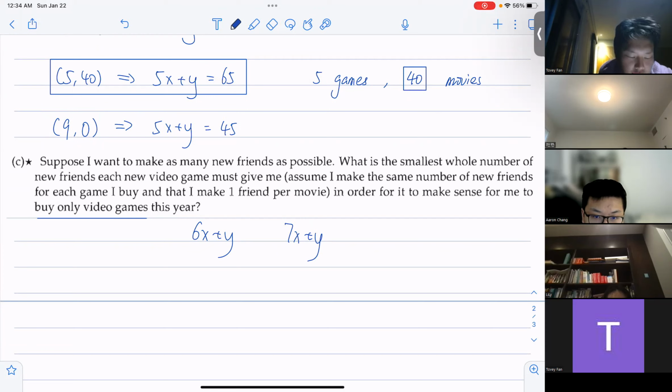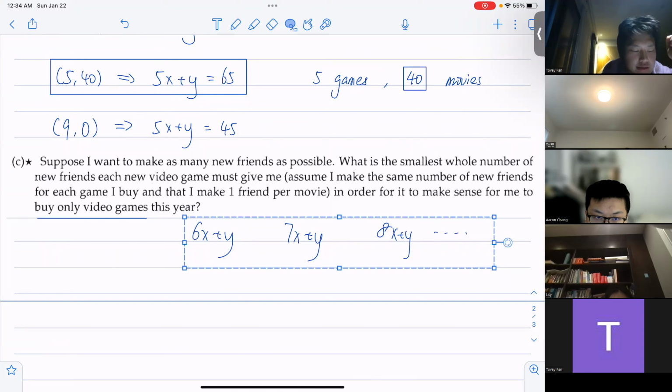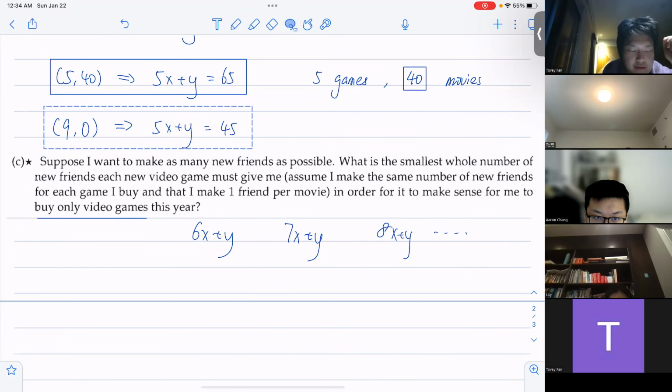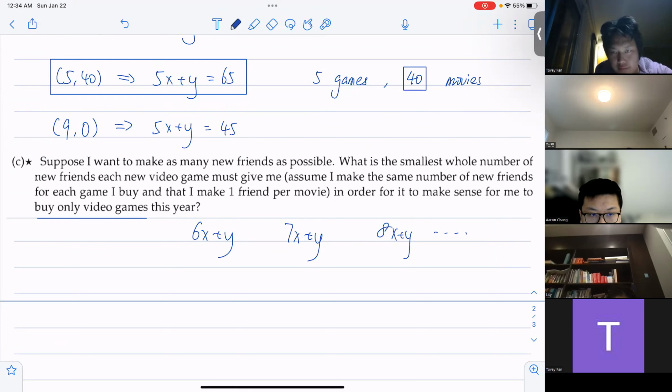Then that means the number times x should be bigger, right? Because video games should bring me more friends in order for me to play them all. So maybe 8x plus y and on. So the question is asking, which is the first expression that can produce the most friends, right? Do you just try them out?